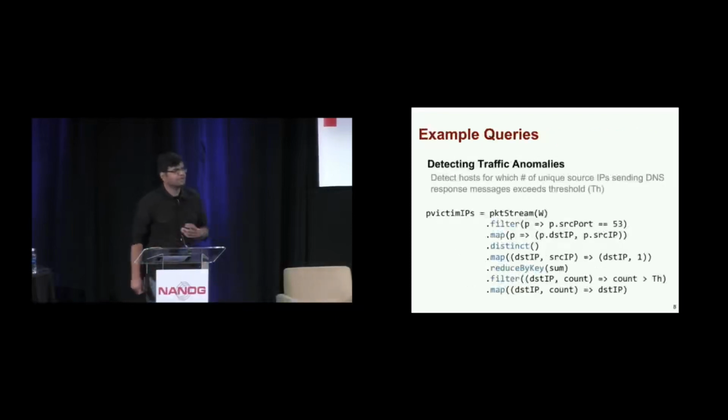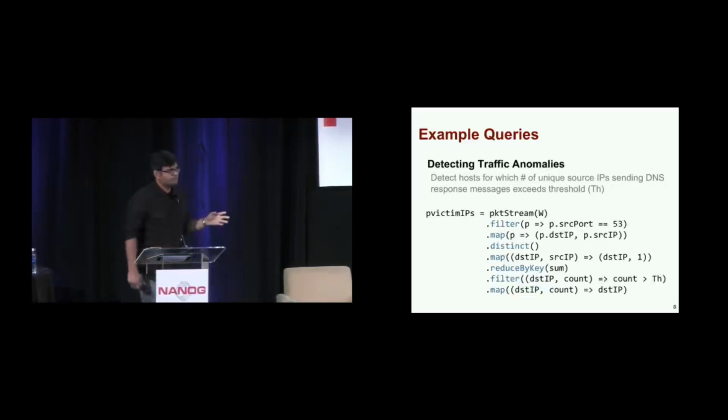So I'll give a few examples to give you a better sense of what this uniform programming abstraction looks like. Let's take a very simple example. It's a security application where you want to detect traffic anomalies in the network. The anomaly is tuned to what is very common for reflection attacks, in which there are too many source IPs sending traffic to a particular victim, right?